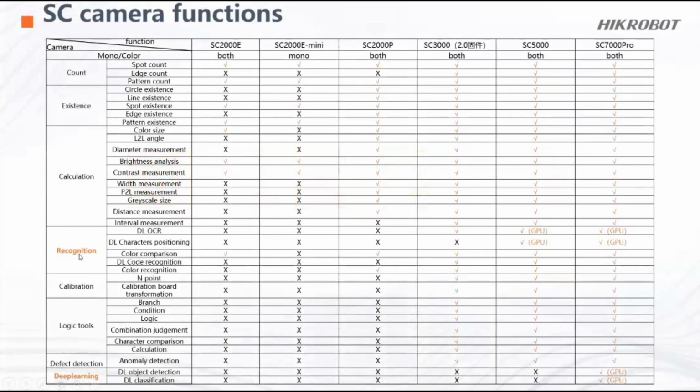In the end, we have updated our smart camera function set from the smart camera 2000E to the smart camera 7000 Pro. We did not update the smart camera 3000 3.0 version. We will update it later when this machine has been published. For the smart camera 2000E, the function is limited, and for those kinds of measurements, we do not have them here.